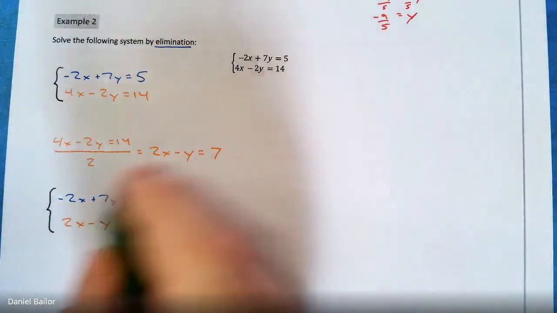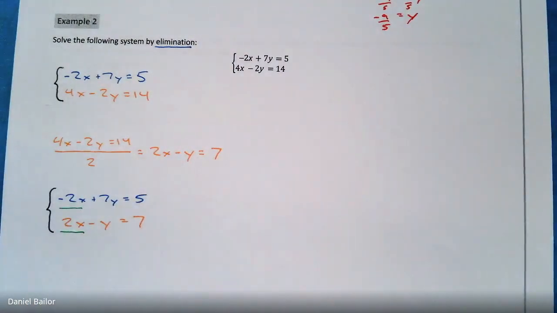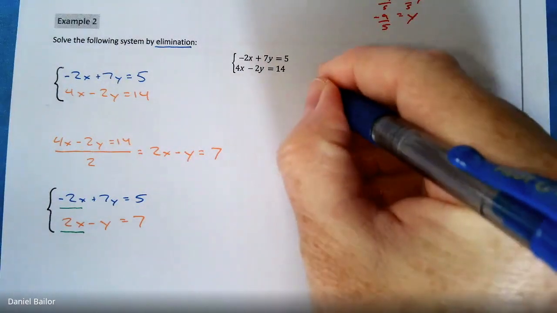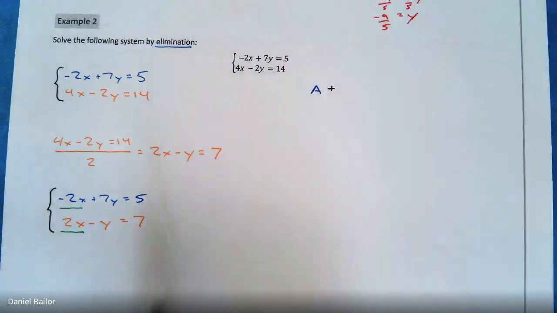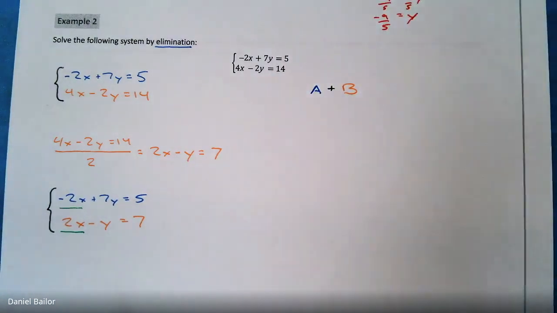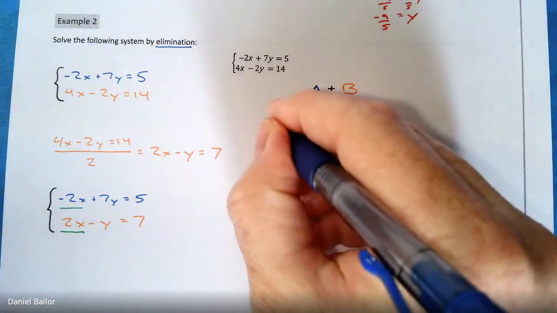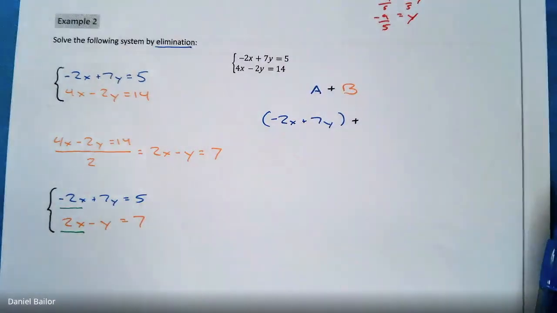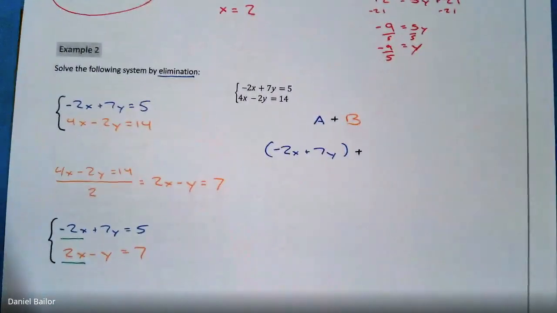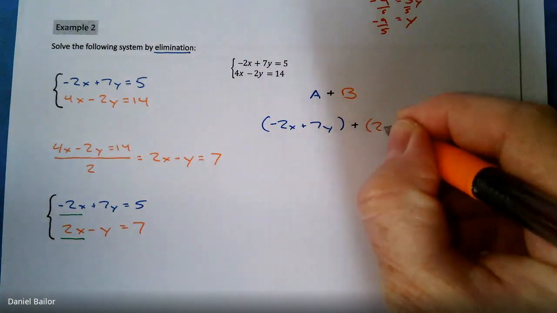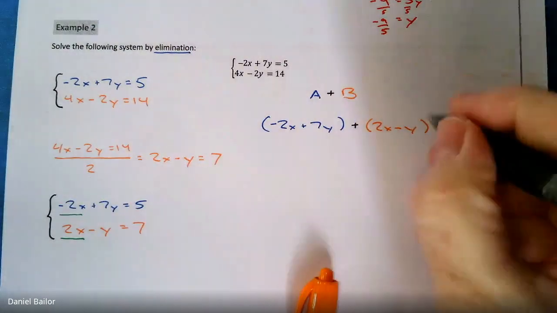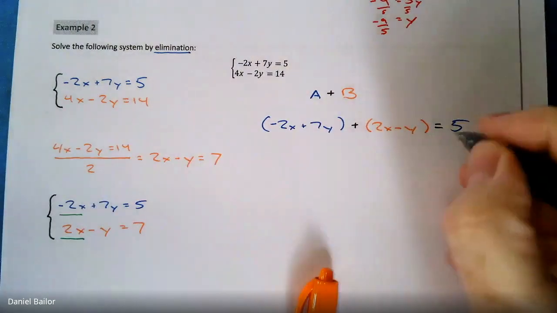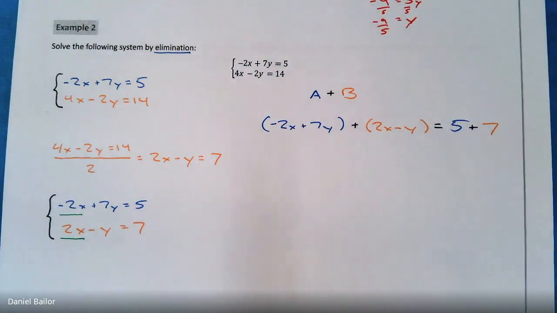But now, because I changed it, I see opposite terms. So I can combine these. I can do blue plus the orange, equation A plus equation B, and that will eliminate the x term. Let me show you this. We're going to do horizontally. So we have negative 2x plus 7y plus, so I stacked it for example 1. I'm going to write it horizontally for example 2. Plus 2x minus y equals 5 plus 7. I'm adding the pieces together.